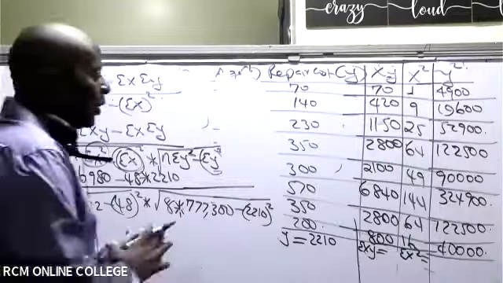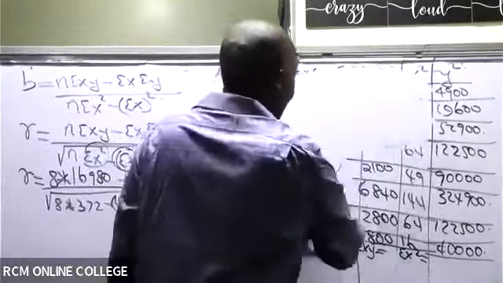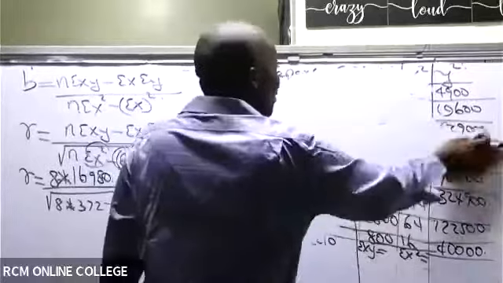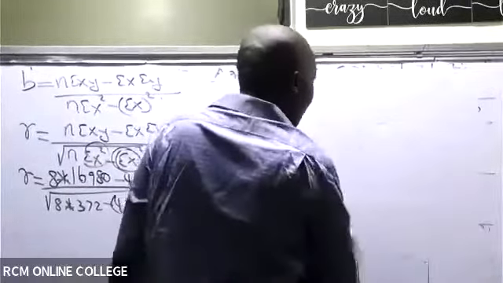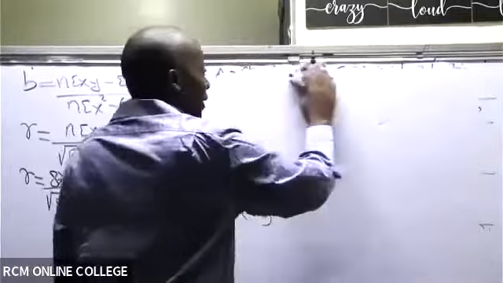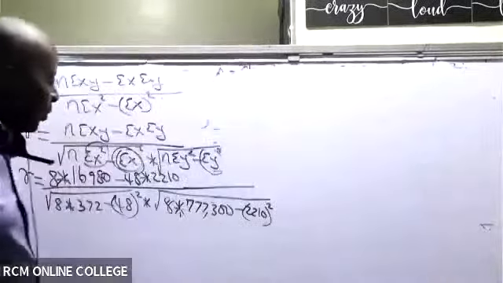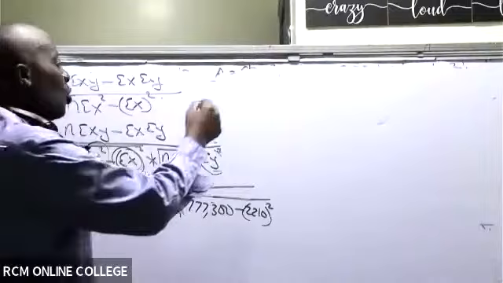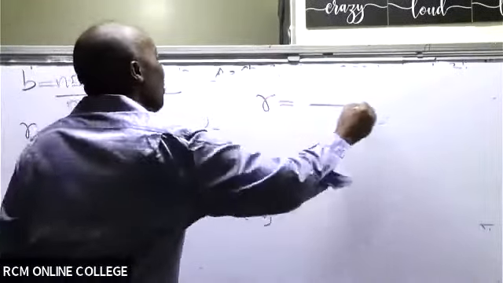So then my R will be equal to what? Is there somebody who is able to remind me the numerator? First of all, you start with the numerator.